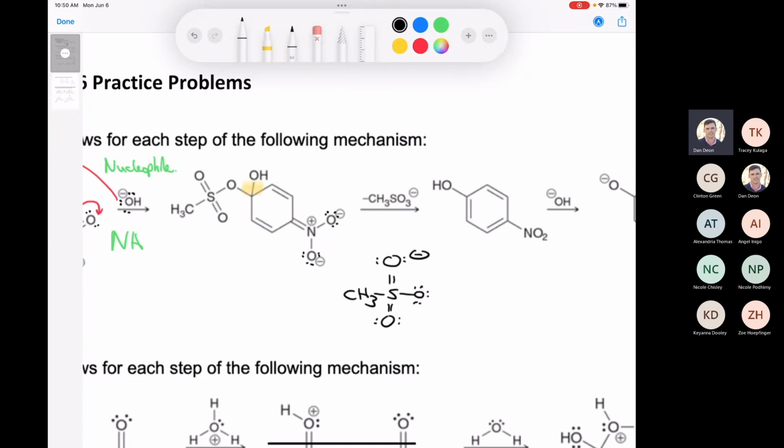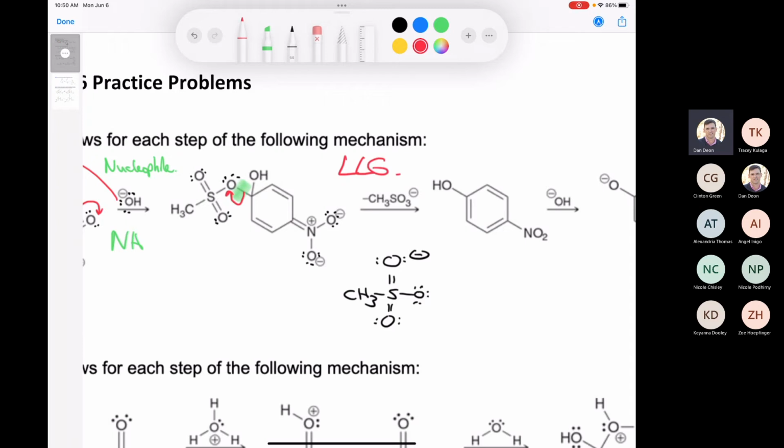That means that you're going to have to break this bond between the carbon and the oxygen here, because we're losing that group. This oxygen already has 2 lone pairs, as does this one, and this one. So we're going to have to take this pair of electrons and move them over onto the oxygen to make this leaving group. So this must be a loss of leaving group.